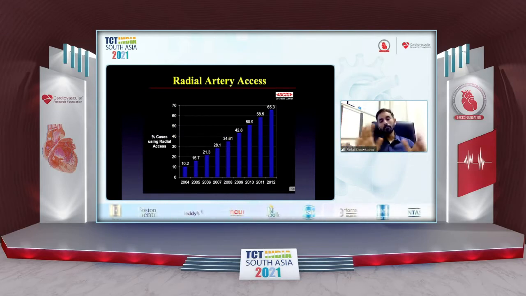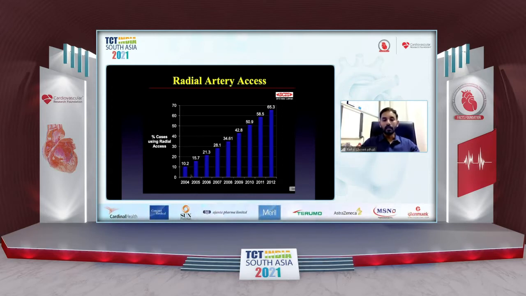So just briefly to show how radial access has improved over the years, this is a simple British Cardiac Intervention Society slide back in 2012, showing that radial access as the access site has moved from 10% to 65% in 2012. I'm sure this is going up and up.